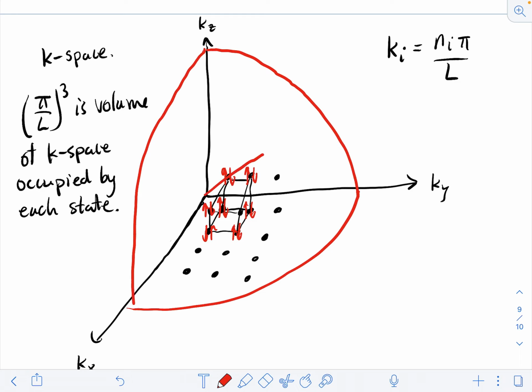Let's say this touches the surface of the sphere. We can define a vector which we're going to call kf, and so that's the Fermi vector. So kf is the Fermi wave vector.